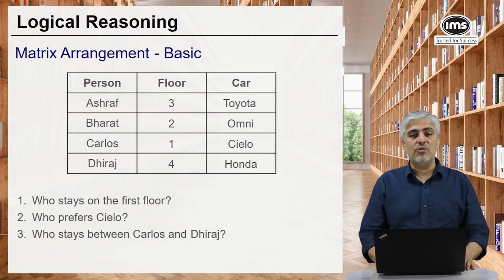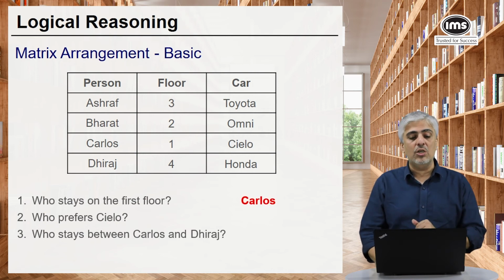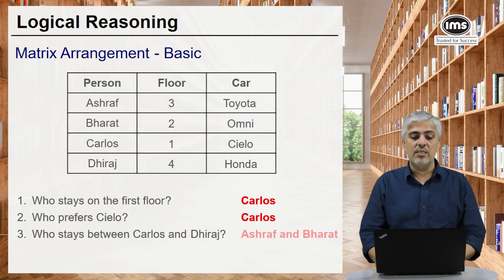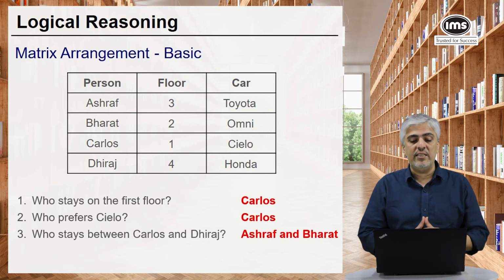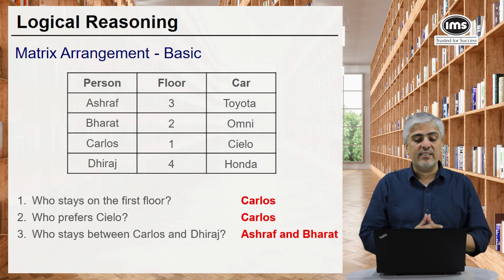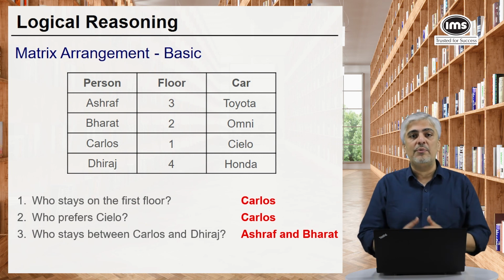Who stays on the 1st floor? So, we can clearly see the 1st floor is Carlos. Who prefers the Cielo? The Cielo is preferred again by Carlos. Who stays between Carlos and Dheeraj? Carlos stays on the 1st floor. Dheeraj stays on the 4th floor. So, who stays between them? Both Ashraf and Bharat. So, the answer could be Ashraf and Bharat, either one of them. So, depending on your options, you will be able to answer them.